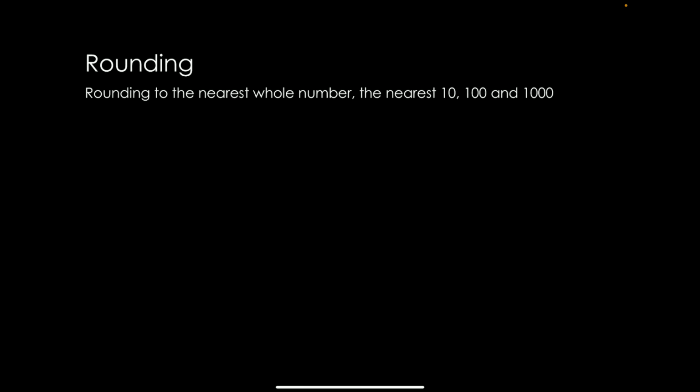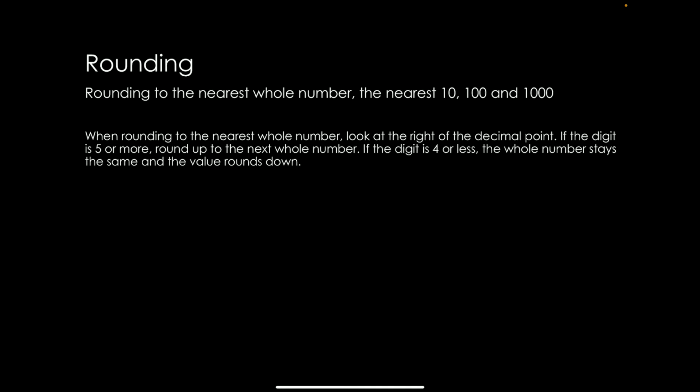Let's start by rounding then, shall we? Rounding to the nearest whole number, the nearest 10, 100 and 1000. That's what we're going to start with. So let's start with the nearest whole number.